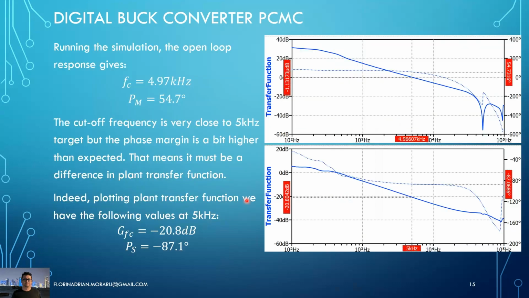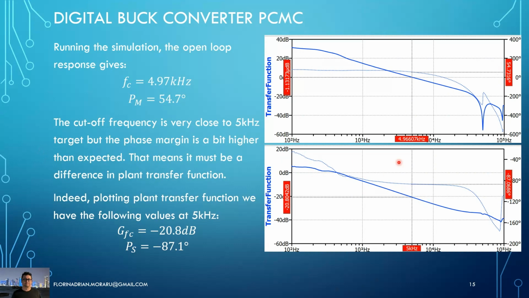Okay, good. Then running the simulation, we get 4.97, or close to 4.97, so it's very close to the 5 kilohertz cutoff frequency, and we get 54.7 degrees. This is a bit higher than expected.